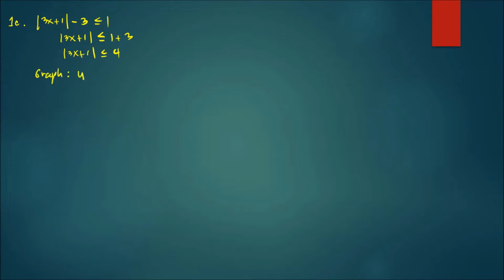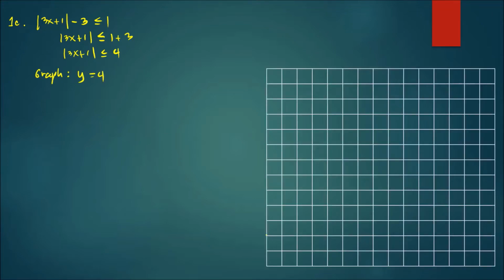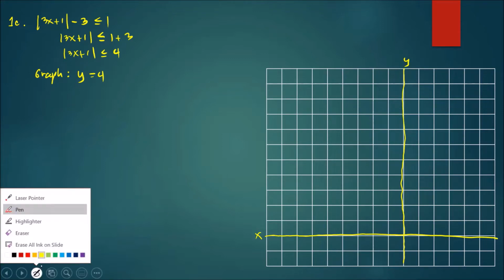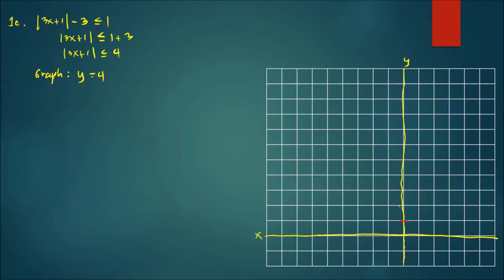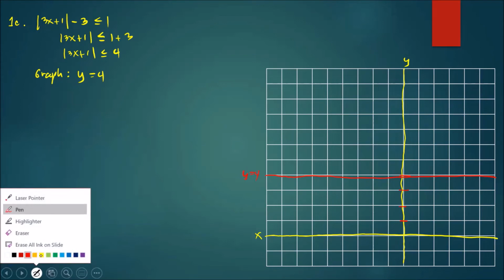So again, the first one that we're going to graph is y is equal to 4. So if this is our graph, let this be our x-axis, then let this be our y-axis. Okay, so we're going to graph y is equal to 4. So that would be 1, 2, 3, 4. So this is where y equals 4 is.